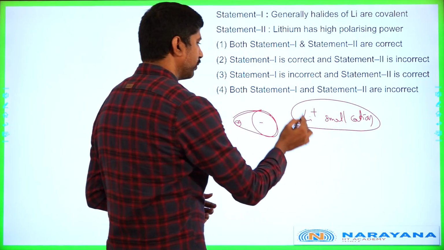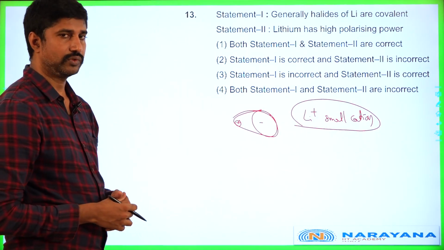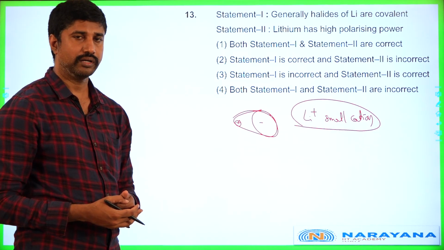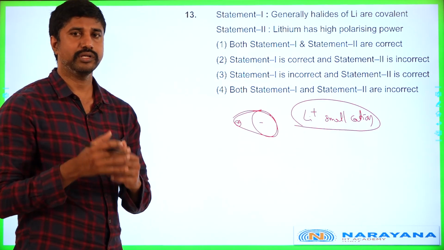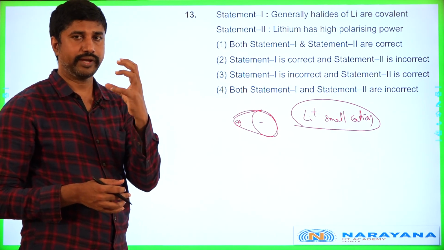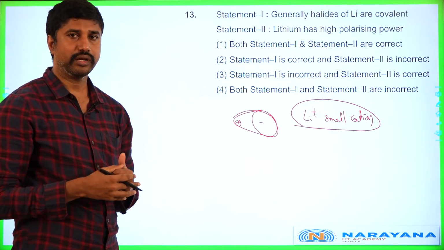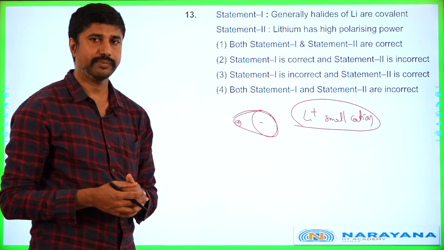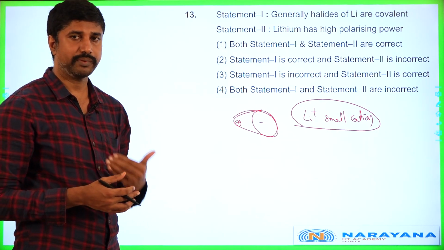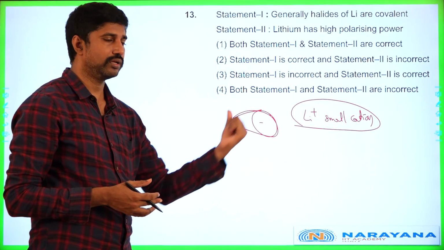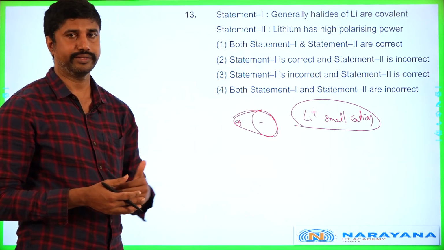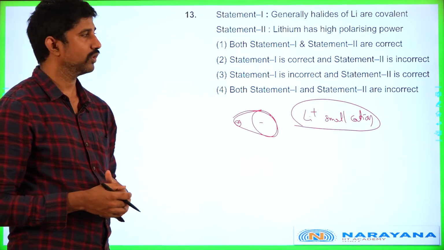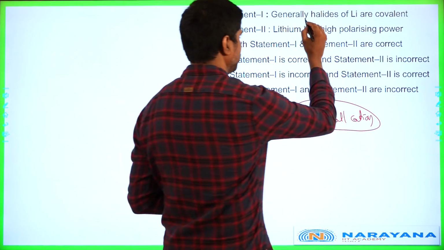so most of the compounds of lithium are covalent. So particularly halides if you consider, most of the halides of lithium are covalent because of the small size of the lithium ion. So the small size of the cation attracts the electronic density of the anion. So a change in shape of the anion takes place, distortion of the electron cloud takes place, which results in the formation of induced covalent character between the ions. So covalent character is induced there, so it appears to be covalent in nature. So lithium halides are covalent. This is a true statement.